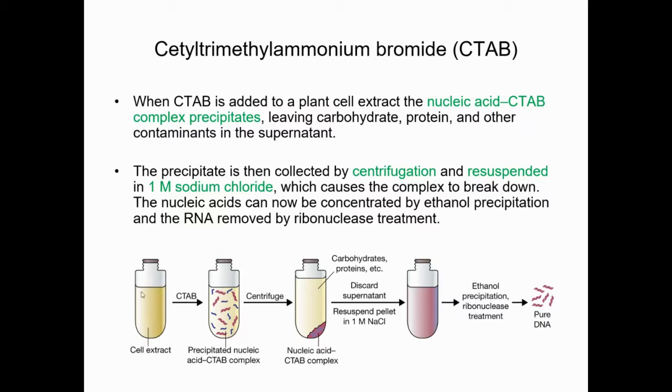So for example, this is the cell extract. Then you mix it with CTAB, because it can form a complex with the nucleic acid, and after centrifugation you precipitate the nucleic acid-CTAB complex. Then you discard the supernatant and resuspend the pellet in 1 molar sodium chloride. That will break the nucleic acid and CTAB complex and leave the nucleic acid in the supernatant.